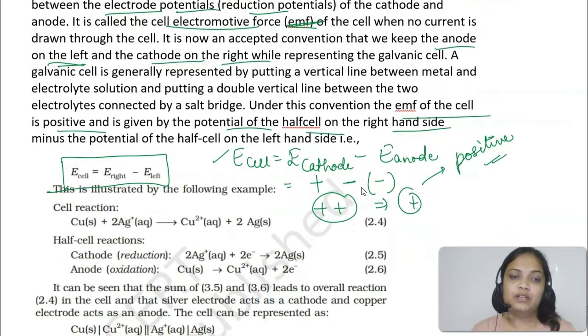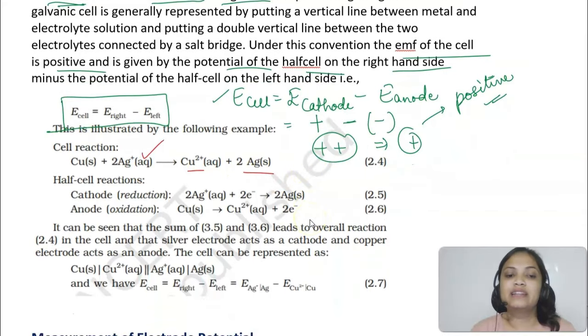This is important. Now let's say I am having a cell reaction where copper plus 2 silver ions, 2Ag plus, gives copper 2 plus and 2Ag. So the reaction that takes place at the cathode is 2Ag plus 2 electrons gives 2Ag. You can see this is reduction happening, and copper is getting oxidized to give copper ions. So the loss of 2 electrons is happening at the anode.